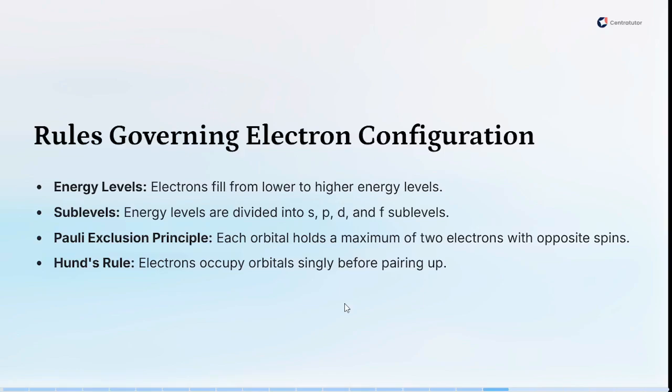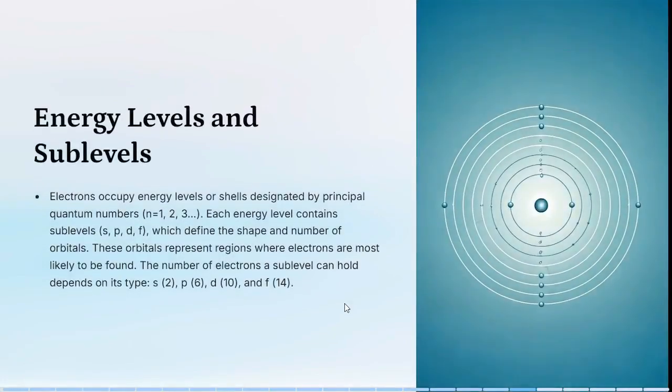One of the principles responsible for the electronic configuration and the arrangement of electrons around the nucleus is called Pauli's exclusion principle. This principle talks about how each orbital holds a maximum of two electrons of opposite spins. Another rule is Hund's rule, which talks about how electrons occupy orbitals singly before pairing up. Let's see what these rules are in a deep dive, but before then, we'll talk about energy levels and sub-levels.